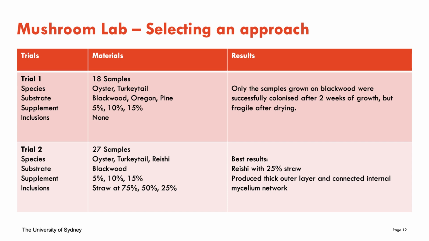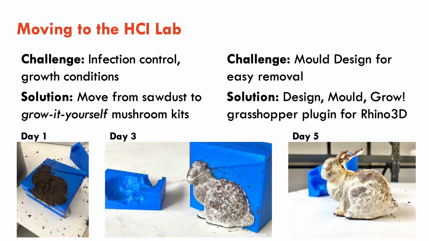Our initial exploration included 2 trials in order to establish an appropriate species for us to use in our context, as well as an appropriate substrate. We identified 2 challenges to overcome if we were to move to our HCI lab. The first was infection control and controlling growth conditions. To address this, we changed from growing on our own sawdust to using grow-it-yourself mushroom kits. The second challenge was related to mould design and how we could design for easy removal, and our solution was to produce a Grasshopper plugin for Rhino 3D. We can see from the examples here that the growth process was much quicker as the bulk growth stage had already been done.